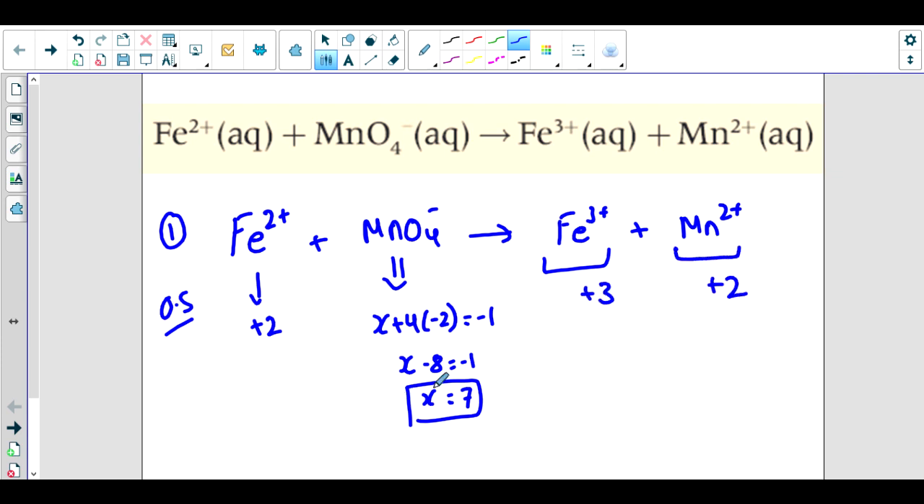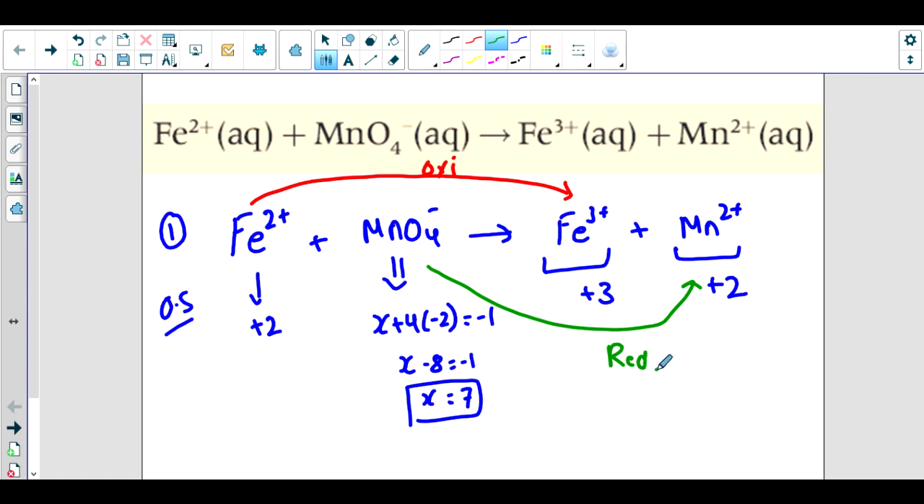Here we can see that Fe is now +3 and Mn is +2. Now after finding the oxidation states, we want to see where is oxidation and where is reduction. Fe from 2 became 3. The oxidation state increased, so this is oxidation. And Mn from 7 became +2, the oxidation state decreased, so it means it's reduction.